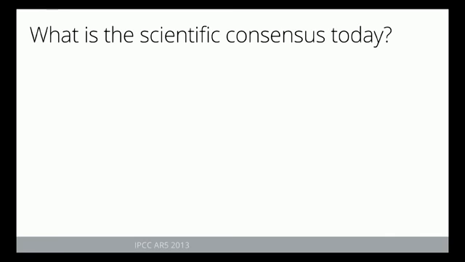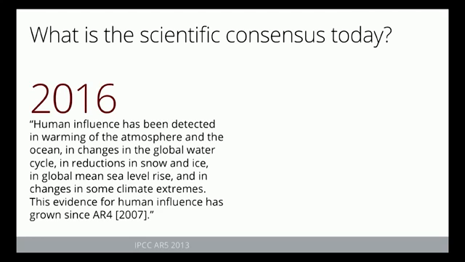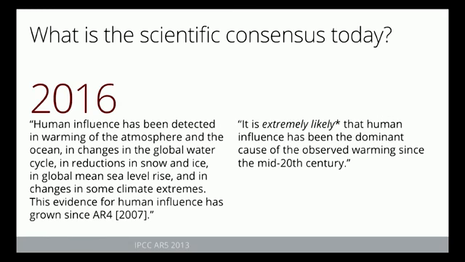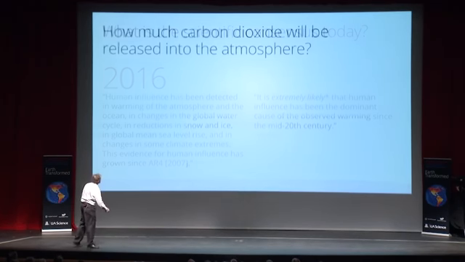And then, here we are, the most recent report comes out with: human influence has been detected in warming of the atmosphere and the ocean, in changes in the global water cycle, in reduction in snow and ice, in the global mean sea level rise, and in changes in some climate extremes. This evidence for human influence has grown since the last IPCC report. It is extremely likely, that is greater than 95% chance, those are good betting odds, right? That human influence has been the dominant cause of the observed warming since the mid-20th century. Shouldn't be a surprise. Arrhenius got the answer 120 years ago.